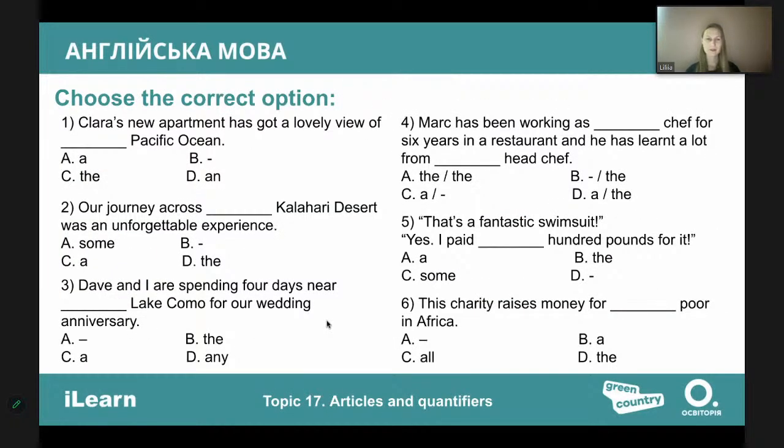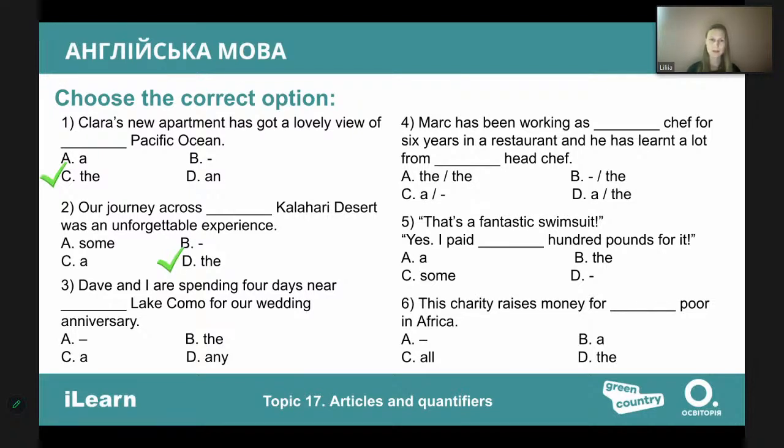Okay, now let's check ourselves and try answering these questions. So, number 1, A, B, C, D, your options. Clara's new apartment has got a lovely view on the Pacific Ocean. Completely right. Number 2, our journey across the Kalahari Desert was an unforgettable experience. And it's letter D, the Kalahari Desert.